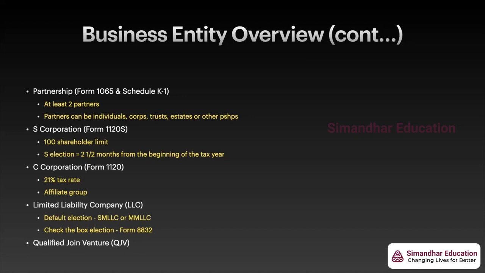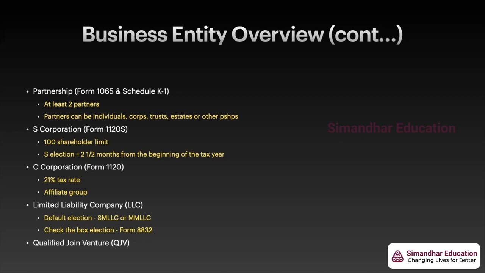And if you are making the election to file as an S Corp, it has to be done 2.5 months from the beginning of the tax year, right? So for tax year 23, or for tax year 24 for that matter, you had to make the election by March 15th, 2024, right? That was 2.5 months from when we started, that is January 1st. So that's the time frame when you make the election.